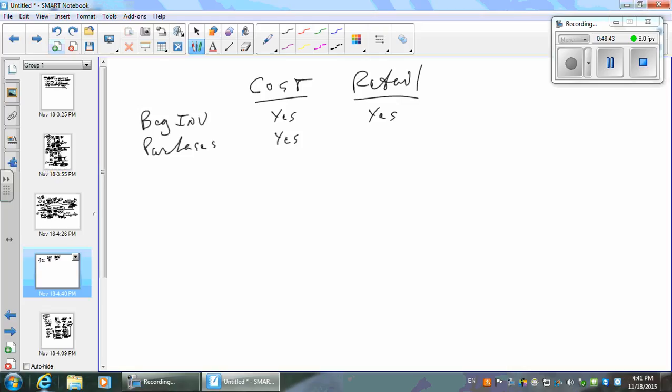Yes, they affect both, right? I'll have a cost of it, and then I'll have a retail sales price. How about freight in? By the way, what about freight out? I don't care. It doesn't change my sales price, it doesn't change my cost. It has nothing to do with inventory or cost of goods sold. It's an operating expense. So if they pull freight out, just plug it in there, what are you going to do with it? Ignore it. I've seen problems like that.